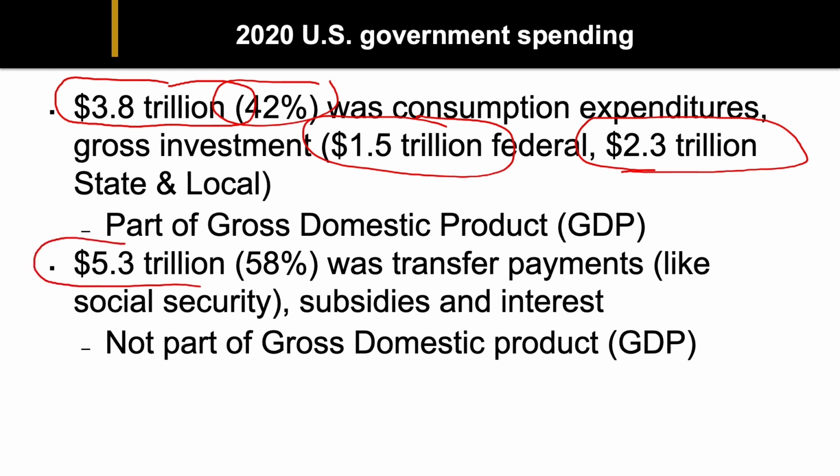But there was an additional $5.3 trillion in spending, and that was from transfer payments because of the pandemic primarily, but also transfer payments are very high anyway in the United States. So this is spending on things like Social Security, unemployment insurance, etc. Just transfer payments, subsidies, payment on existing U.S. debt. And this is not part of GDP.